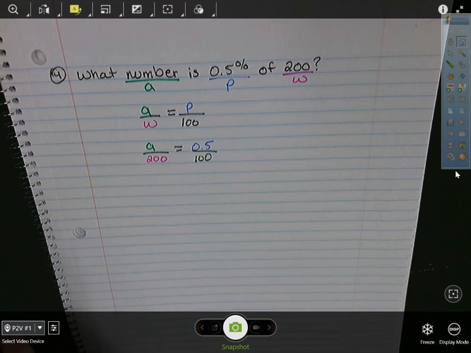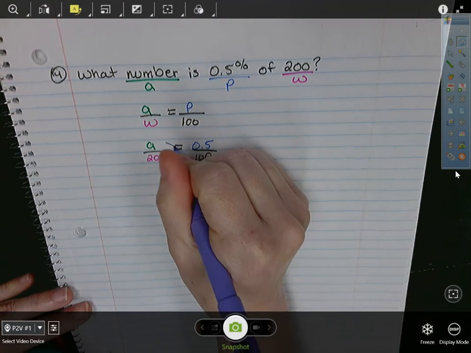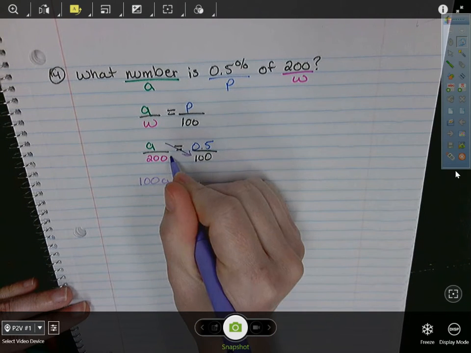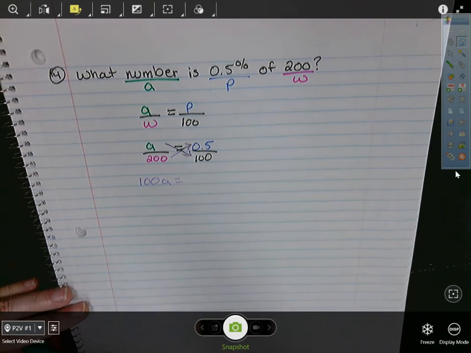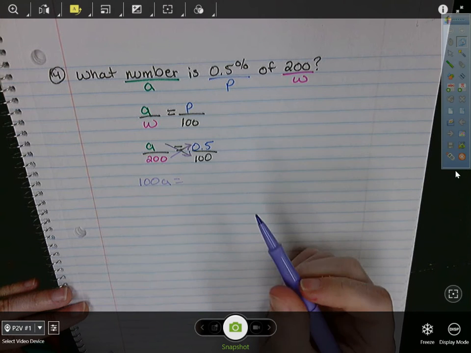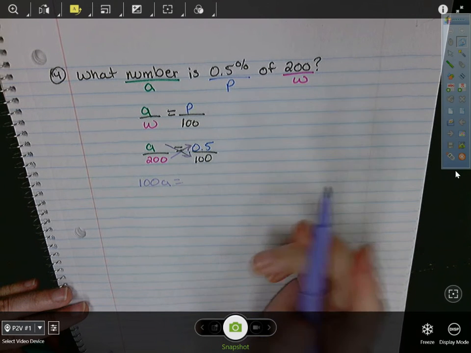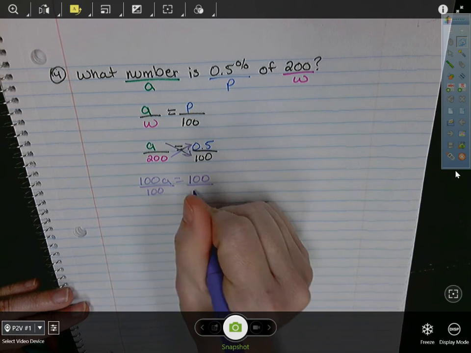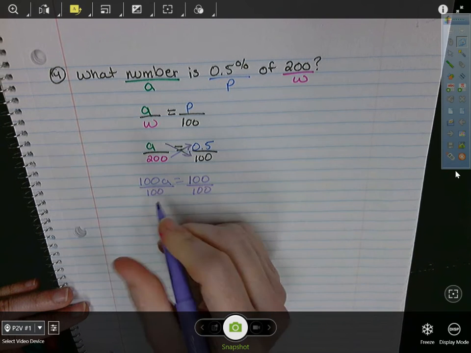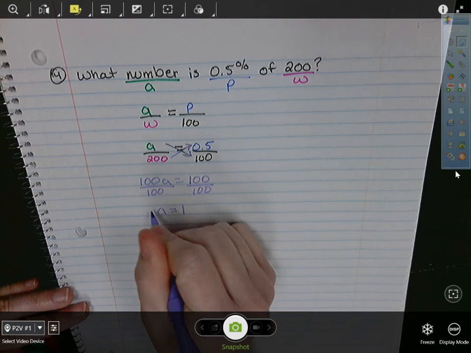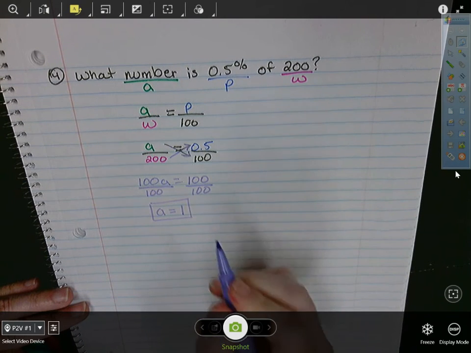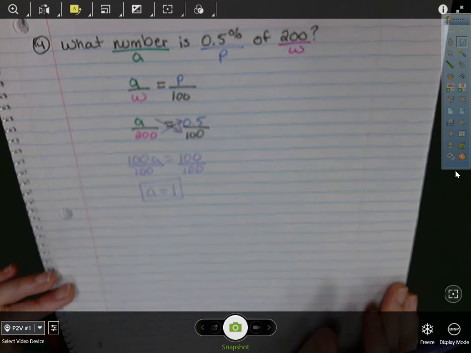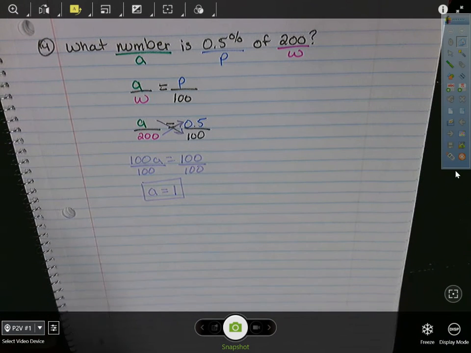Okay, and now we cross multiply. So first we do A times 100, which is 100A, equals 200 times 0.5. 0.5 is the same as 1/2. So I'm looking at, 200 times 0.5 would be 100. And then if I divide both sides by 100, 100 divided by 100 is 1. So I get A equals 1. Okay. So 1 is 0.5% of 200. Okay. All right. Number 5.